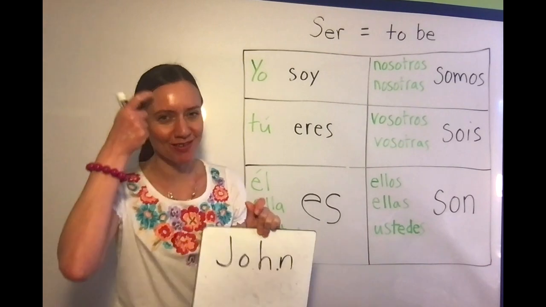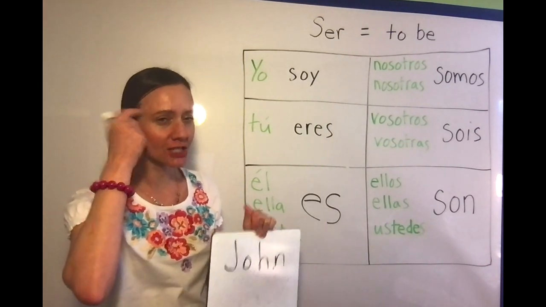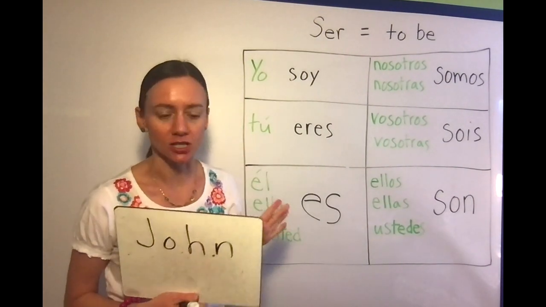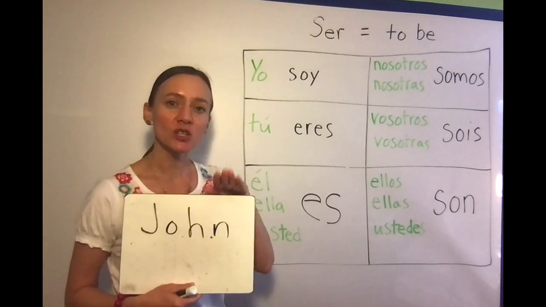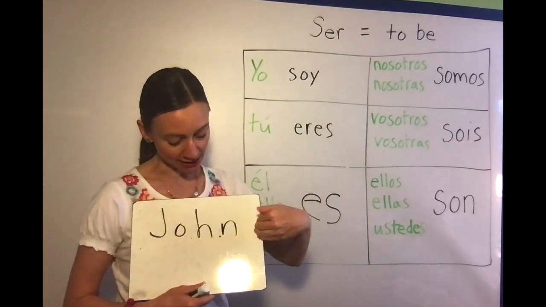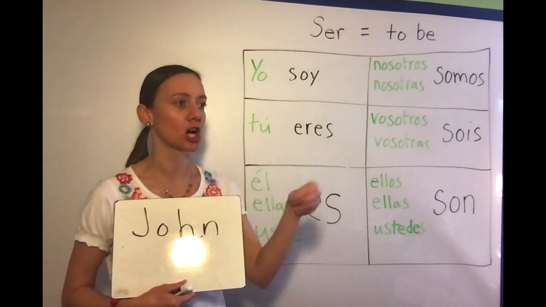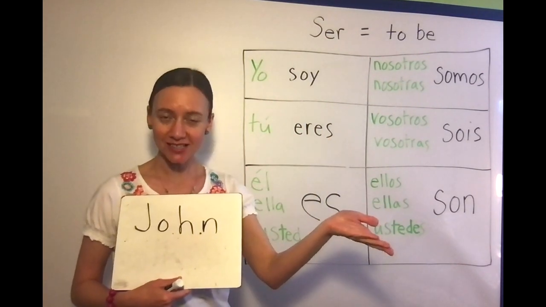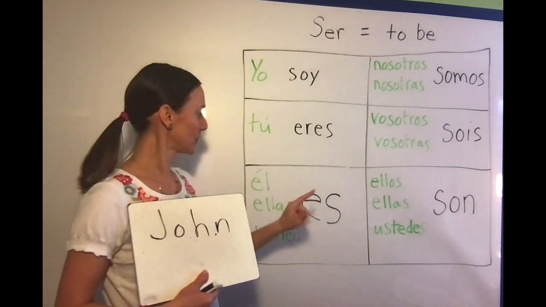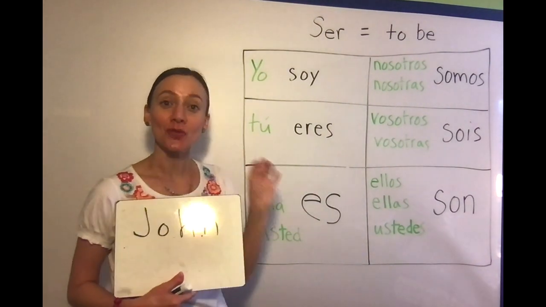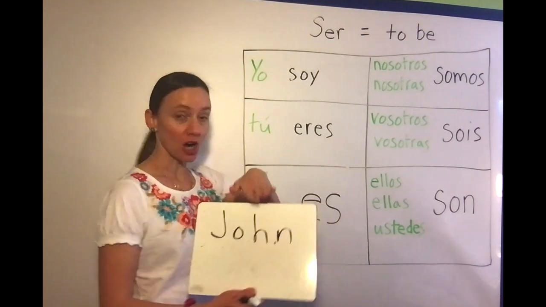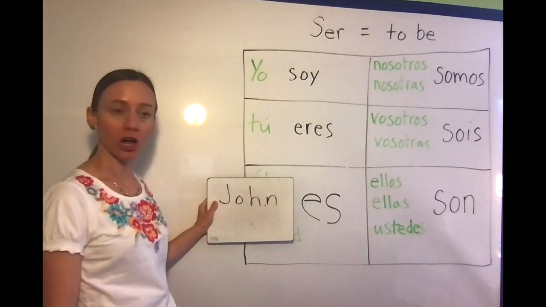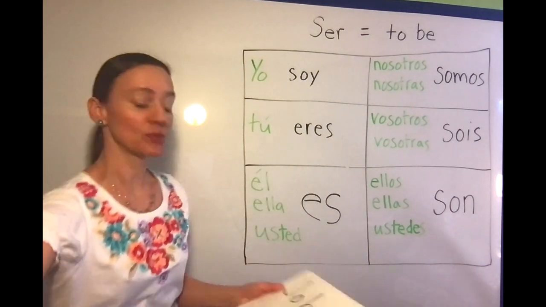Well, now is where we're gonna use our thinking abilities. And think about, okay, well, when we're talking about John, if talking in English, we're talking about him, which pronoun would we use to replace John? If I wanna say John is smart, he is smart. And how do we say he in Spanish? "Él." So that lets us know that if I was talking about John, I would use it with that verb. "John es."